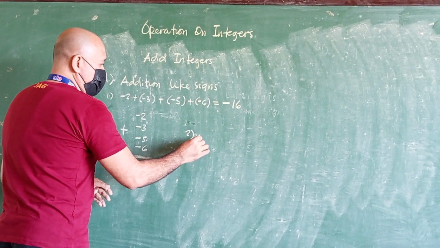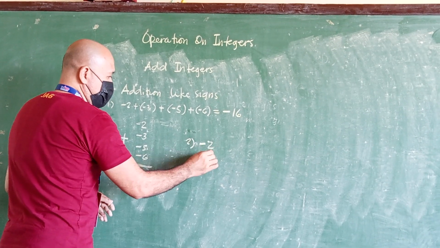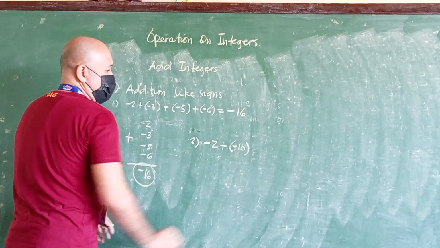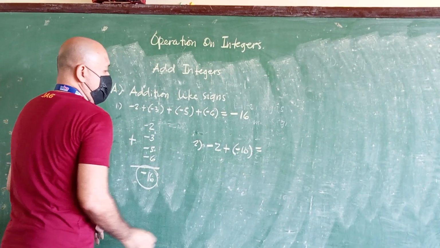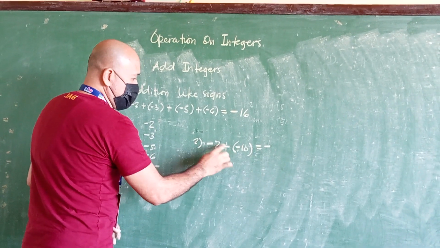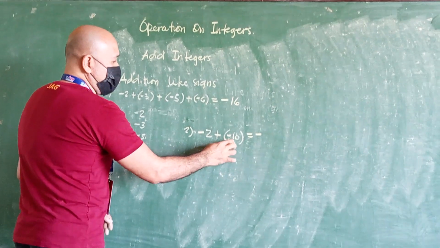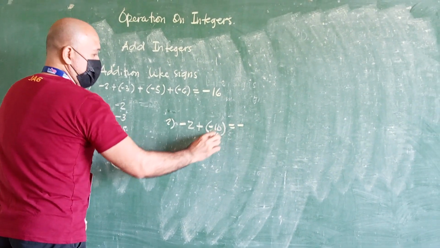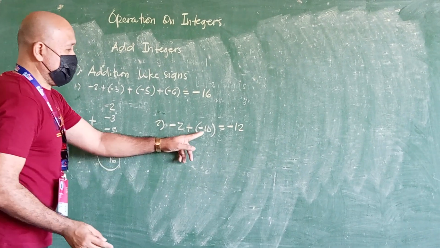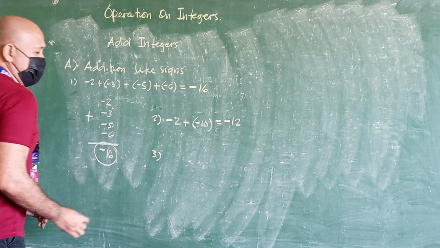And when you have, for example, supposedly only two integers, negative 2 plus negative 10. Again, if you are adding like signs, just bring down or copy the given sign and add directly the absolute values of the given integers. That is 2 plus 10, that is 12. Last one for the same sign.